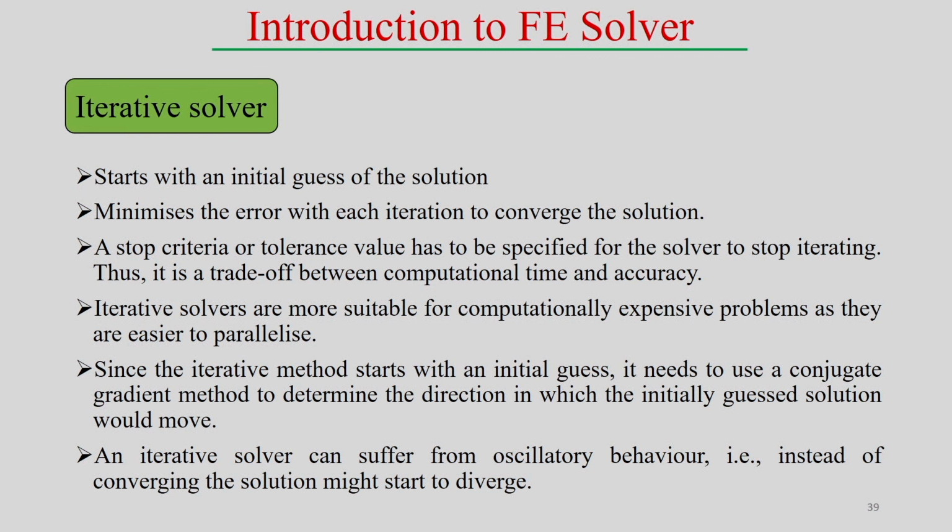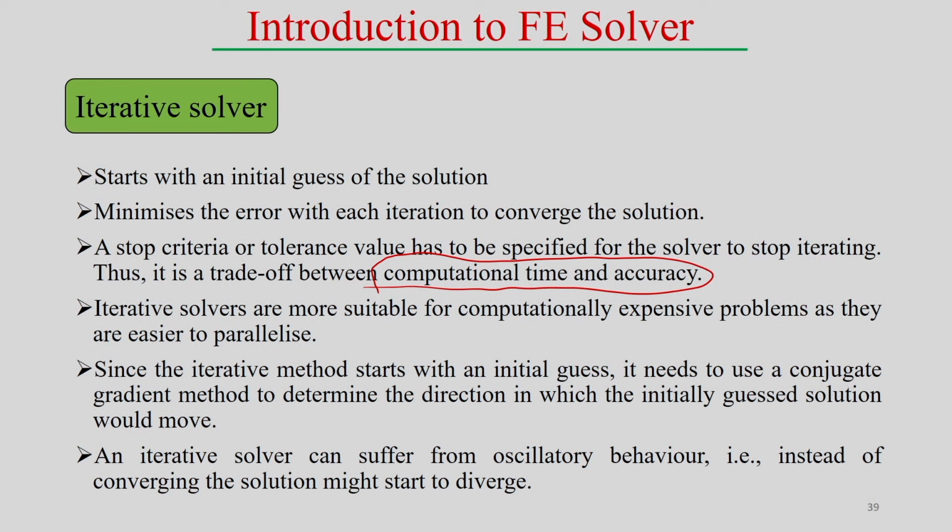Now, iterative solvers start with an initial guess of the solution, but minimize the error with each iteration to converge to the particular solution. A stopping criterion or tolerance has to be specified to the solver to stop the iterating. Thus, it is a trade-off between computational time and accuracy. This is very important, because depending on it you decide the stopping criteria or tolerance. Accordingly, we accept the solution that is close enough, satisfying the tolerance criterion.